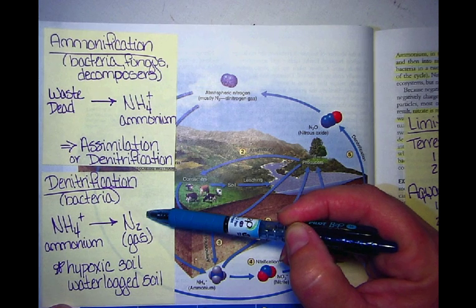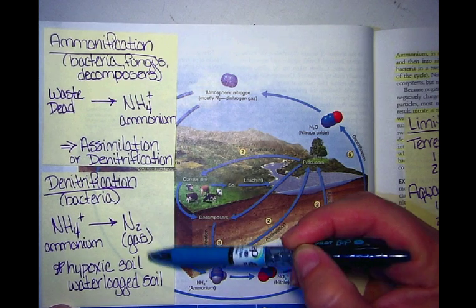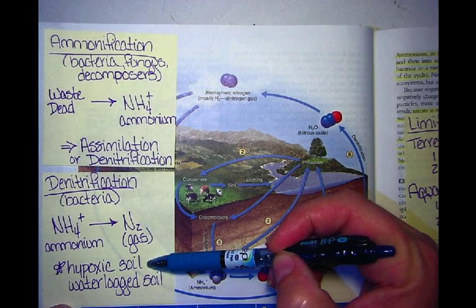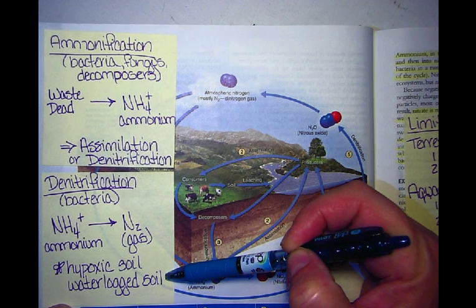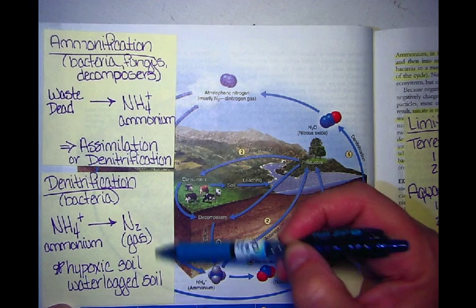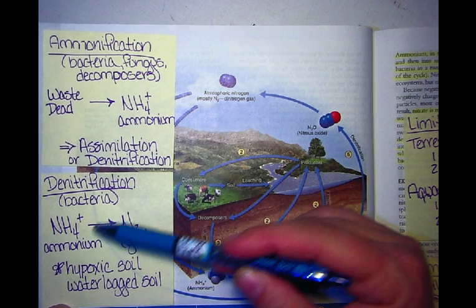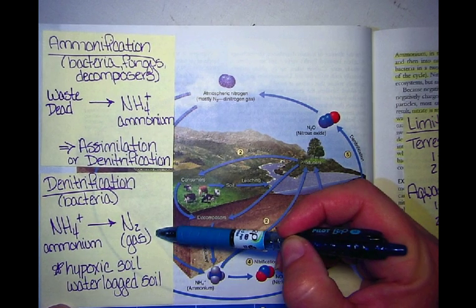Denitrification again occurs by bacteria, but in areas where the soil is hypoxic, meaning very low in oxygen, or waterlogged soil that's very, very wet. Soil that's very wet has very little oxygen in it. So in a low oxygen environment, the nitrate will be converted back into N2, nitrogen gas, and be released to the atmosphere once again.